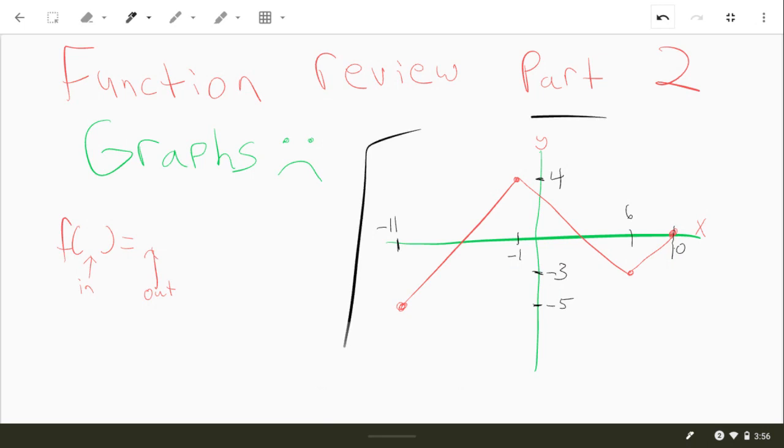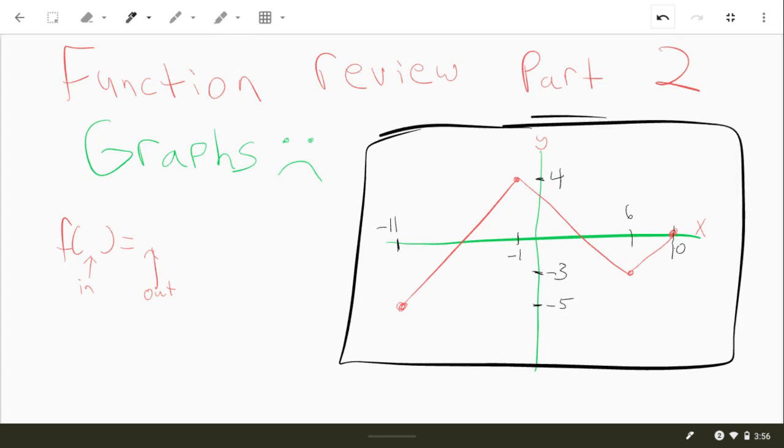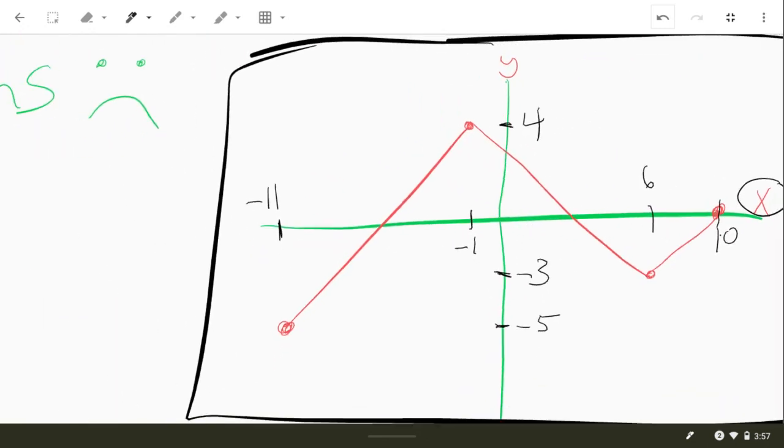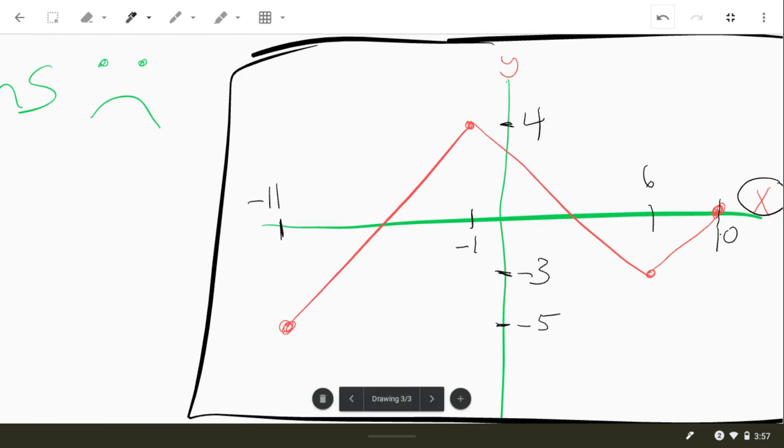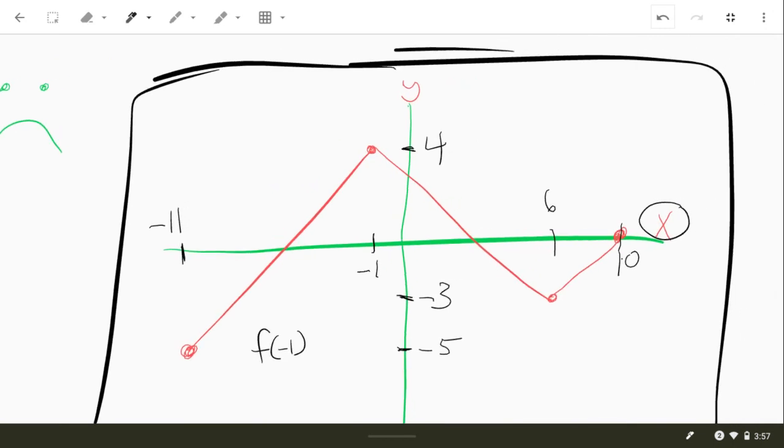So this graph right here represents a function because it's going to take an input, which are the x values. So like this x value right here. And whatever the y value is that's associated with that is our answer. That is our output. So for instance, let's say we wanted to plug in -1 for x. All right, x is how far left and right. So x equal -1 is right here.